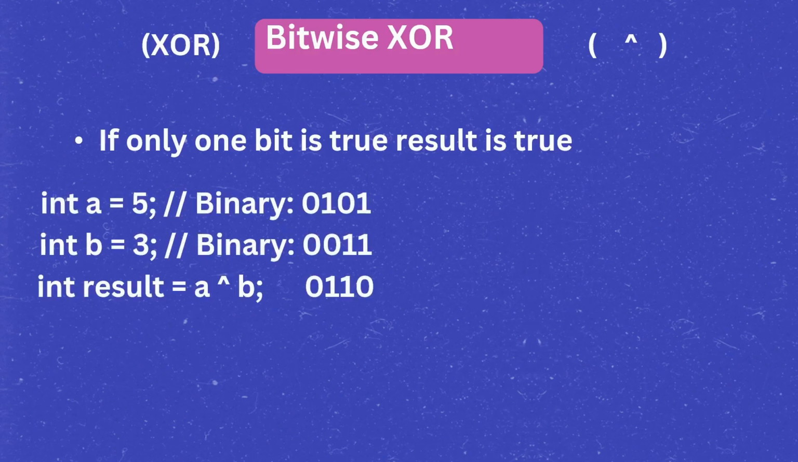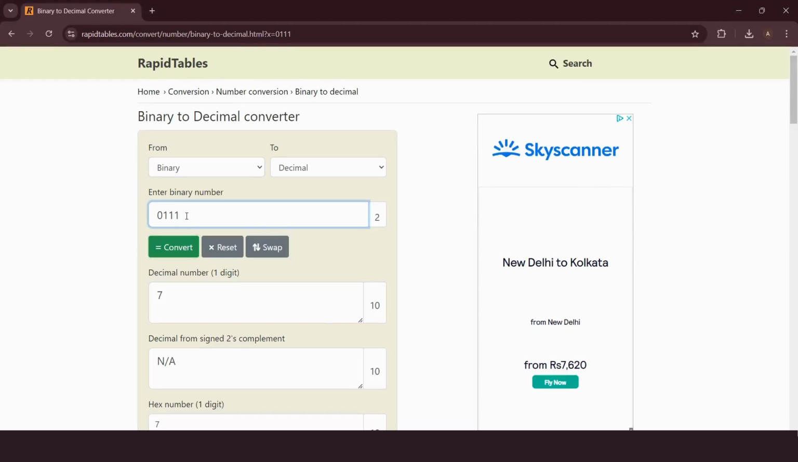Let's check that with the same example. Over here we have two bits true, so the output is false. Over here we have one bit true, so the output is true. Over here we have one bit true, so the output is true, which is 1. Over here we don't have any bit true, so the output is false. Now it is 0110. Let's check its corresponding decimal or integer value. 0110, its corresponding decimal value is 6.